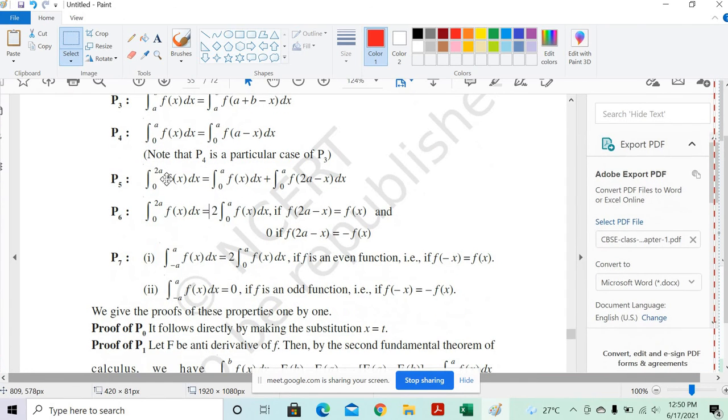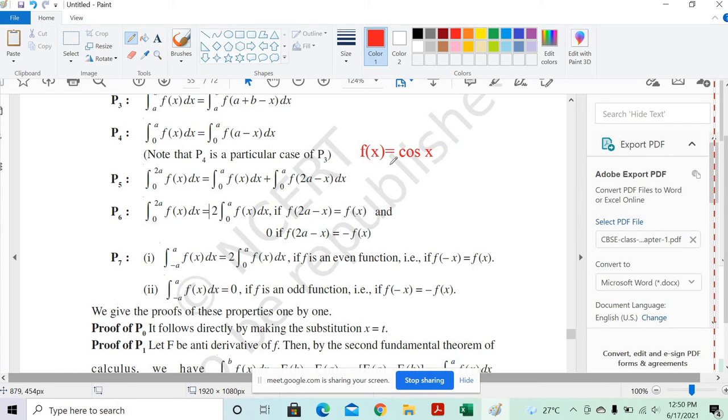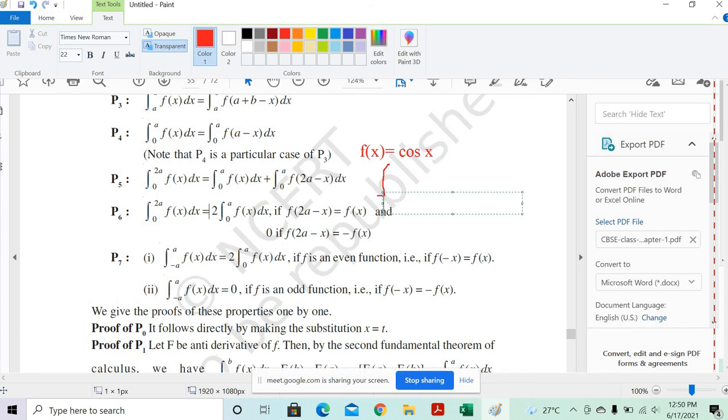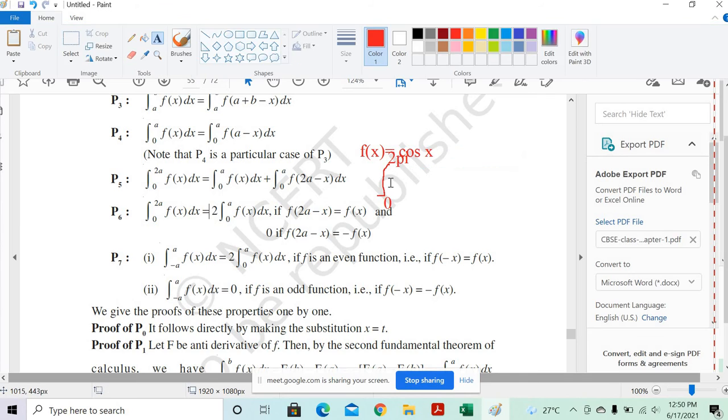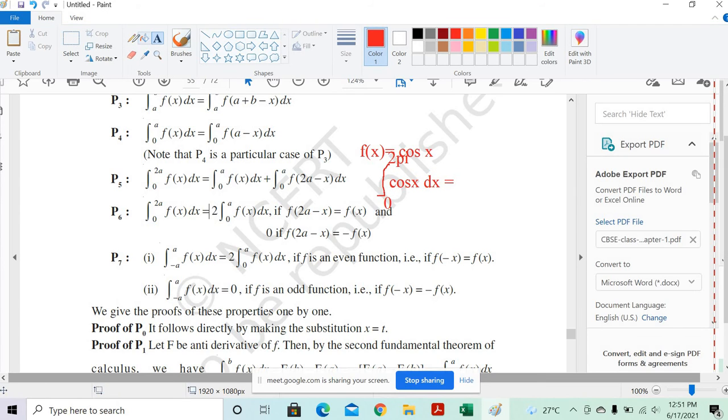If I give you the example, then it will make more sense to you. Let's put f of x, Vijay. f of x is equal to, let's say, cos x. Is it okay? Yes, sir. Now, the integration I'll do from 0 to 2 pi. Okay? And this is cos x. Clear?